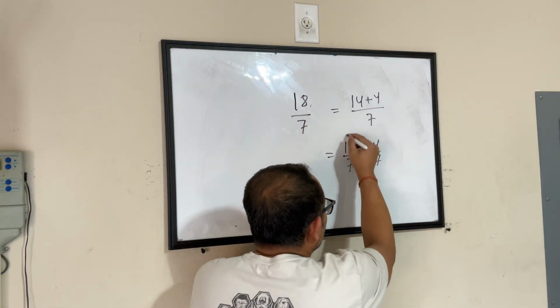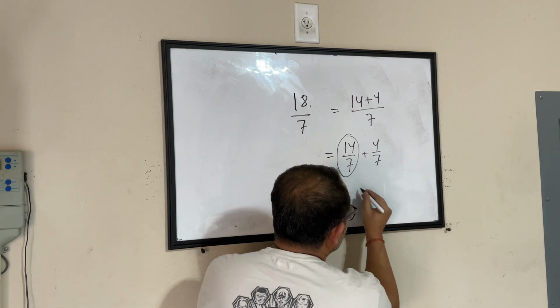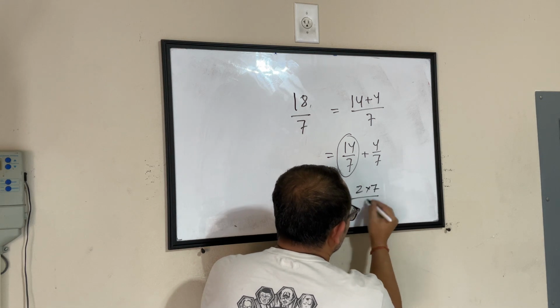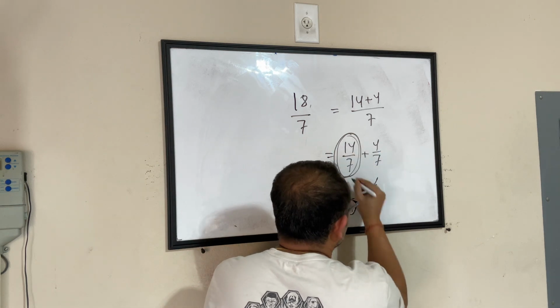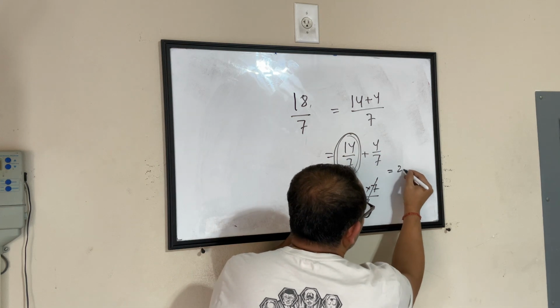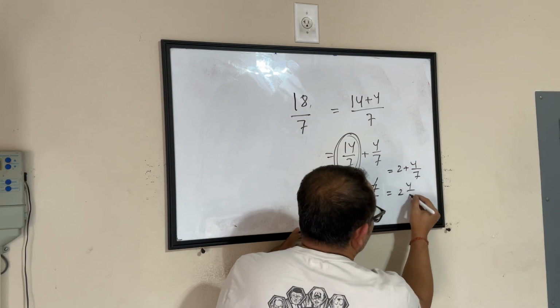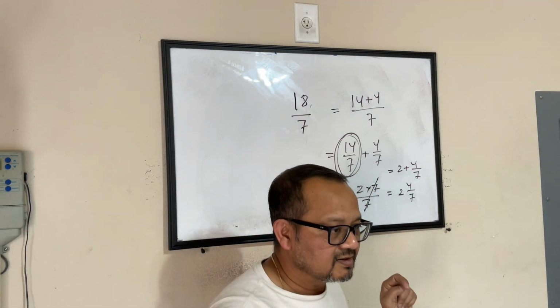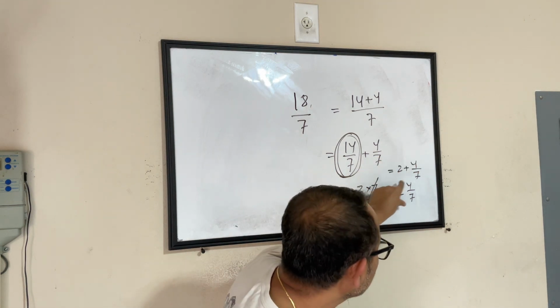14 by 7. There is an opportunity to cancel. 14 I can say is 2 into 7. Yeah? So this part became 2. So this becomes 2 plus 4 by 7. Or you can write this as 2 and 4 by 7. Yeah? So this is a whole number and this is a fraction. So this is how it becomes a mixed number.